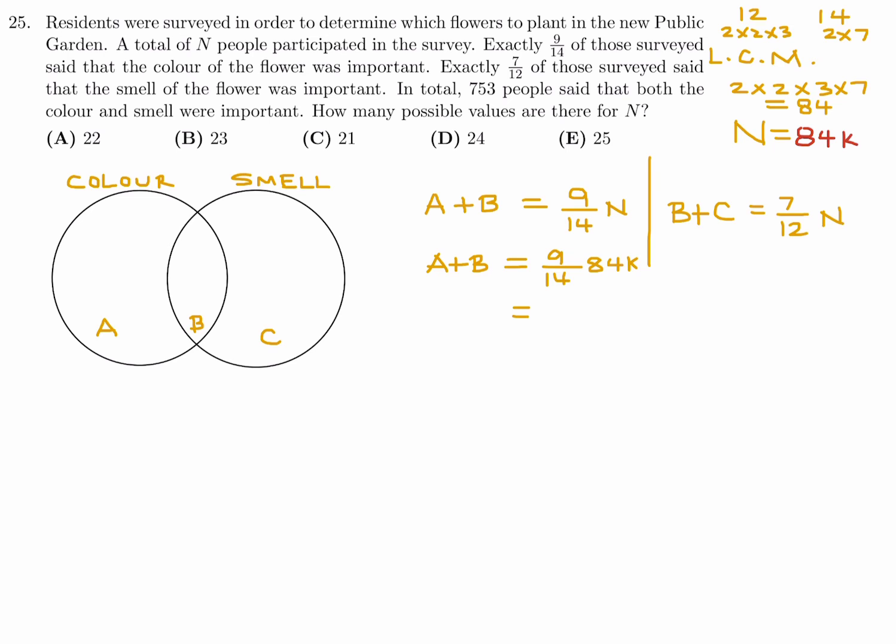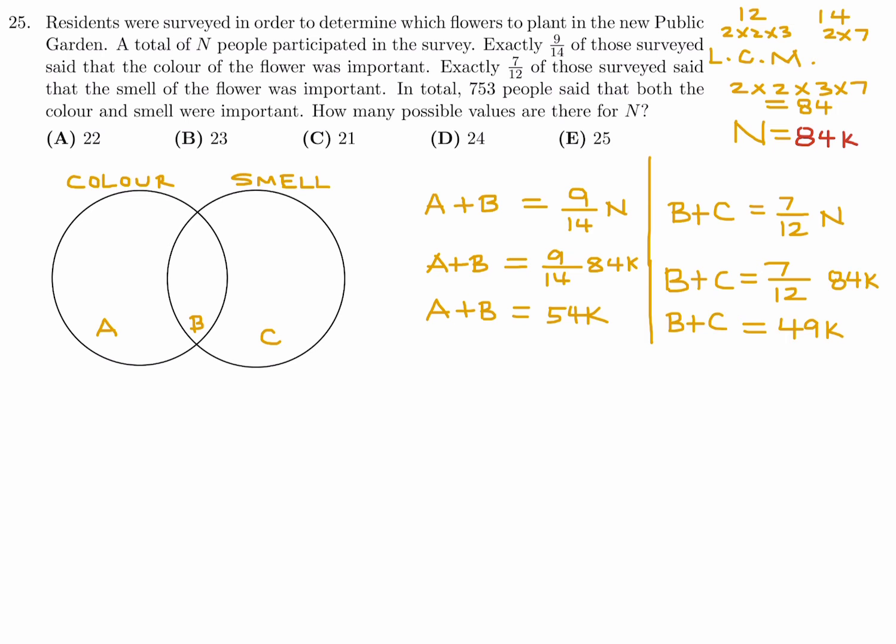Okay, now that is established, let's plug in that value of N. 9/14 times 84K gives you 54K for A plus B. And when you do the same thing over here, B plus C is equal to 7/12 of 84K, and that gives you 49K for B plus C.